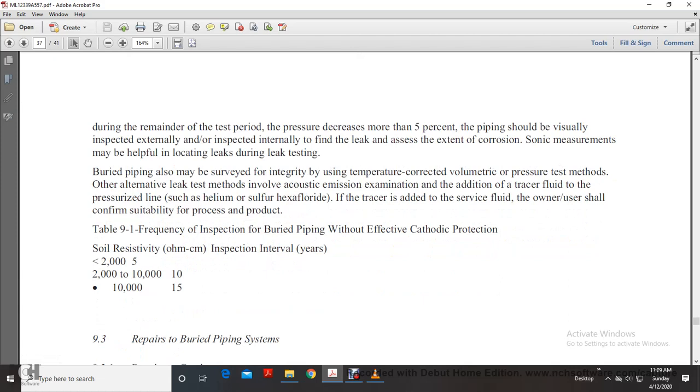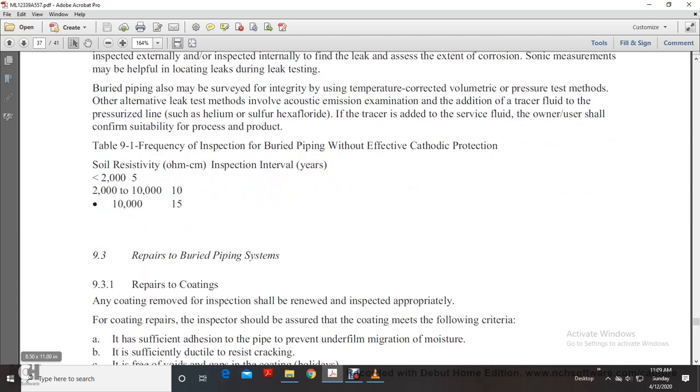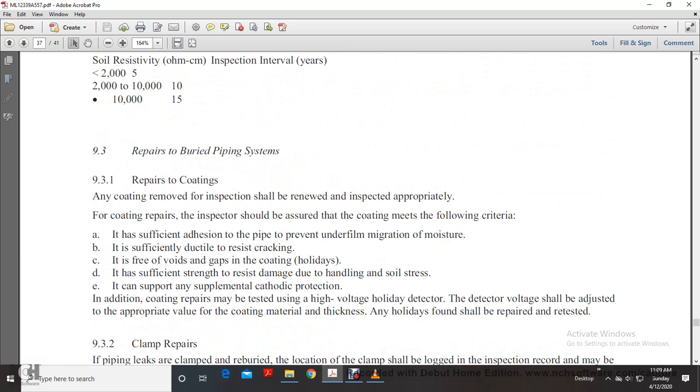Table 9.1. Frequency of inspection of buried piping without effective cathodic protection. Soil resistivity in ohm-centimeters; inspection interval in years. Greater than, less than, 2005 or 2010, 10, 15. Repairs to buried piping systems.